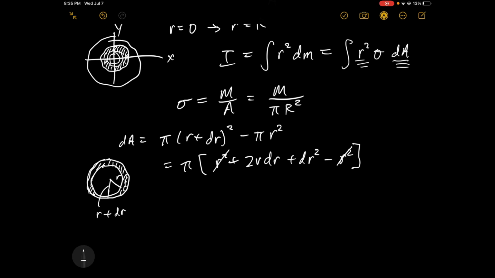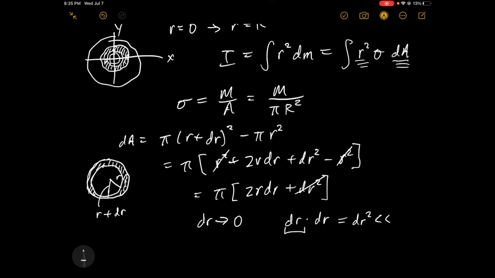And we can see that the r squares cancel. Now here's the trick. We actually eliminate this. The reason is because if we integrate it, then we know that the dr has a limit as it approaches 0. Well, if that's the case, then imagine what dr times dr is. If this thing is already approaching 0, then this times this is much, much smaller than dr. So hence, we could pretty much just assume that dr squared is 0. And so therefore, we can rewrite this as 2 pi r dr. Nice, and that's what dA is.